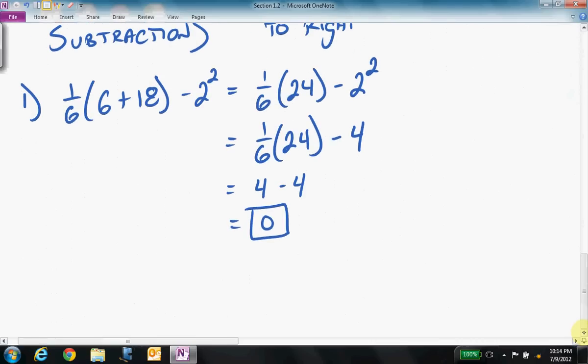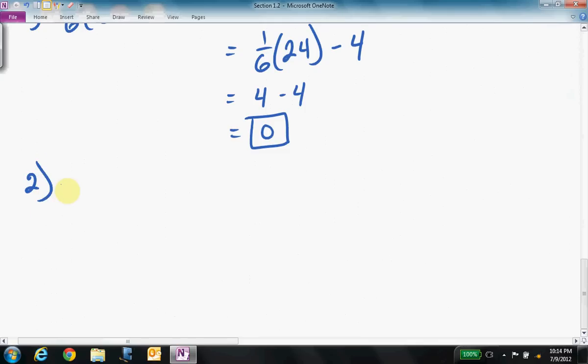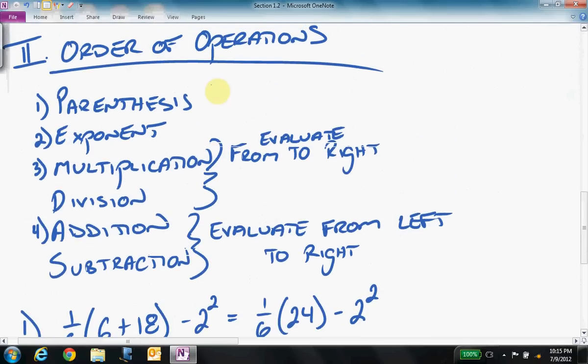Let's take a look at a second problem. The second one which we're going to look at is 8 times the quantity 20 minus the quantity 9 minus 5 squared plus 3 squared. So what's interesting here is we basically have two sets of grouping symbols. We've got parentheses and brackets. When we have up here in order of operations parentheses, that's basically telling you it's a grouping symbol. Doesn't matter if it's an actual parenthesis or a bracket, they're the same.